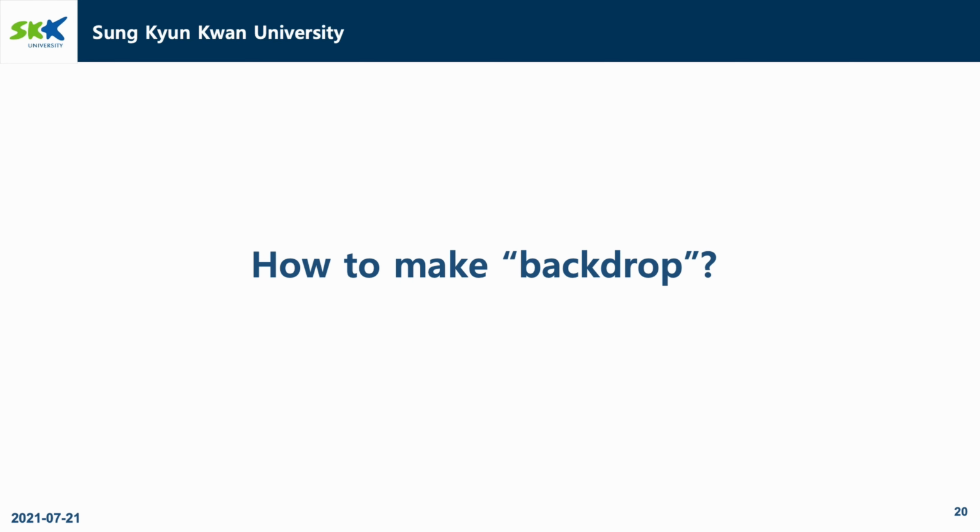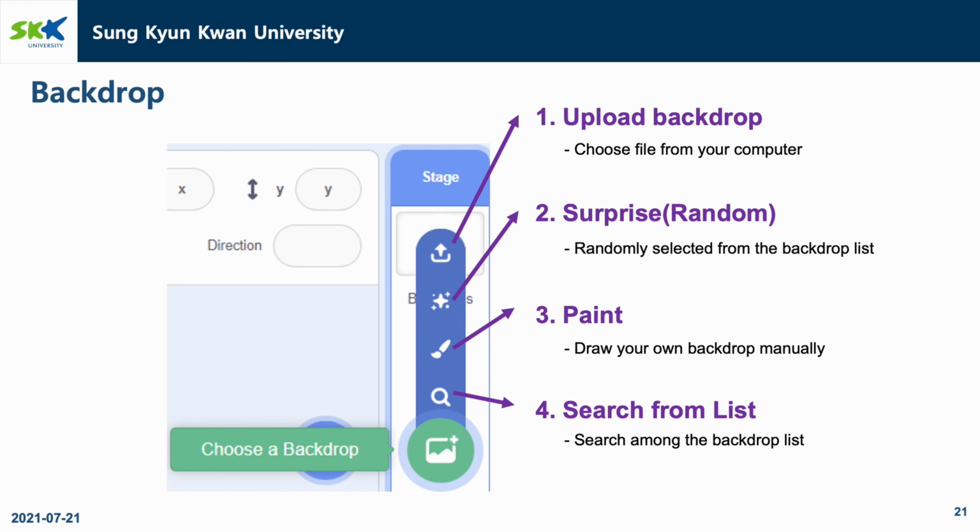So, how should you make the backdrop? The way of making backdrop is very similar to sprite. The first way to make backdrop is uploading the backdrop from your computer. Second is surprise, which is randomly selected from the backdrop list. The third way is to draw your own backdrop manually. And last, you can just search among the backdrop list.